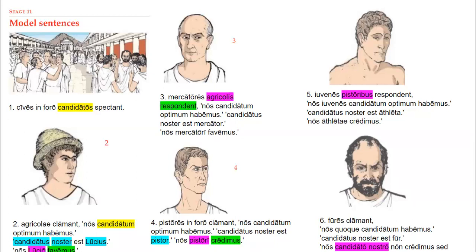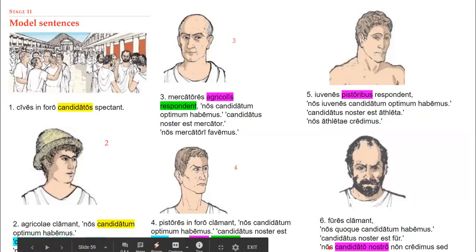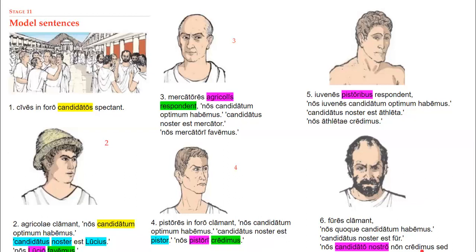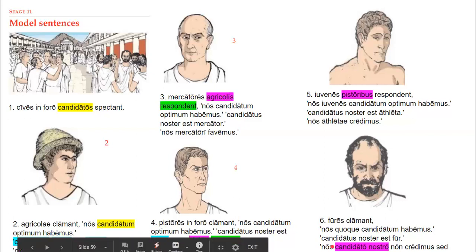F-A-V long E-M-U-S. So that means we, nominative subject, candidato nostro, these are two datives. Noster is matching with candidato. And non is an adverb. Credimus is an intransitive verb. It's the first of two main verbs in this sentence. Sed is a conjunction, means but. And favemus is another intransitive verb, taking a dative. And it means we, to our candidate, do not give trust, but we do give favor. So in other words, we do not trust, but we do favor our candidate.